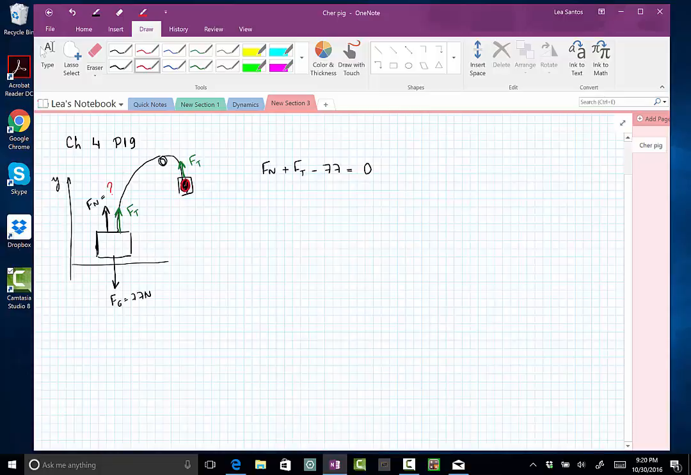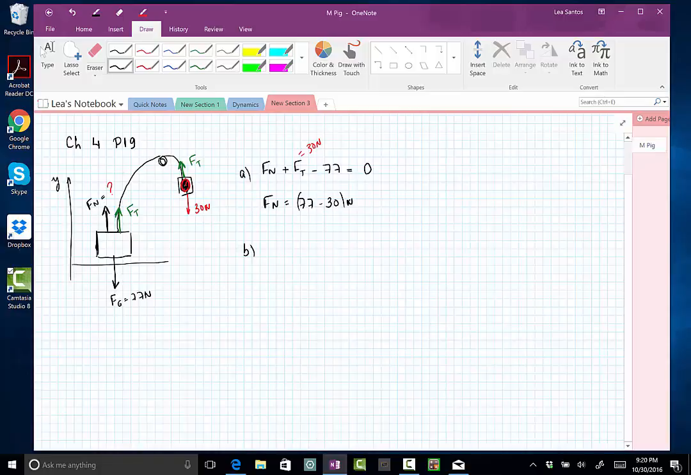Okay, and let's see, the first object that we put there has weight 30 newtons. So if I have here 30 newtons, my Ft will be 30 newtons, and from here we can find what is Fn. So Fn will be 77 minus 30 newtons. Okay, so this is question A.